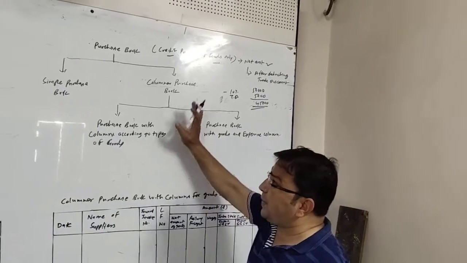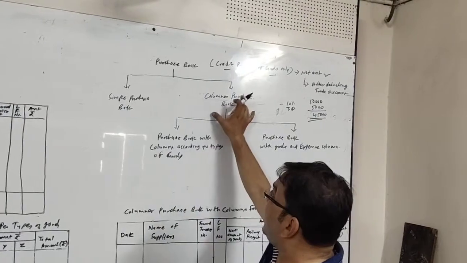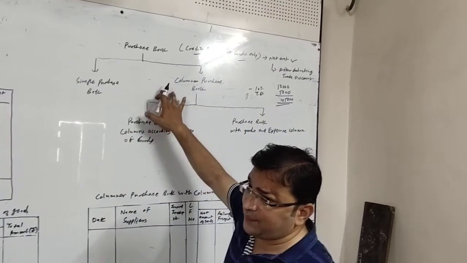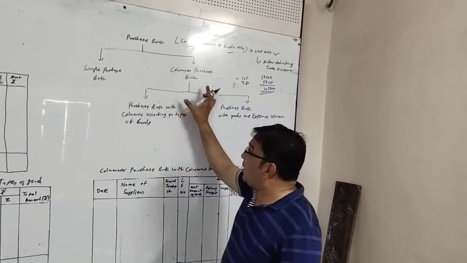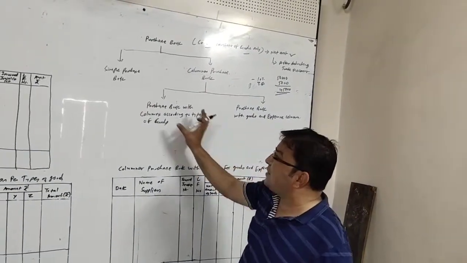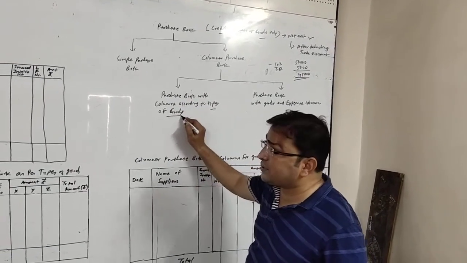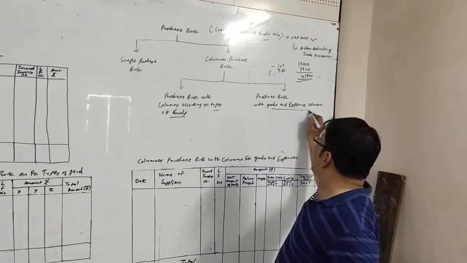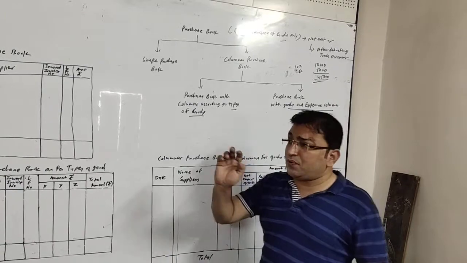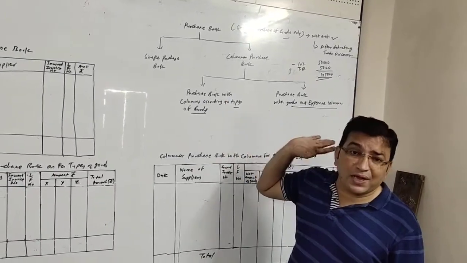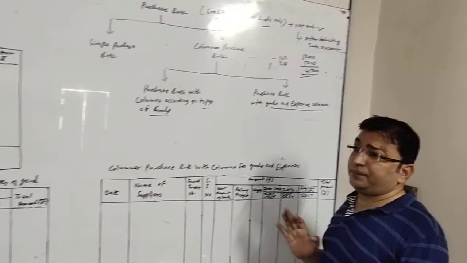Types of purchase book: simple purchase book and columnar purchase book. Two main types, one simple and second columnar. And then columnar is again divided in two parts: purchase book with columns according to types of goods, and purchase book with goods and expense column.